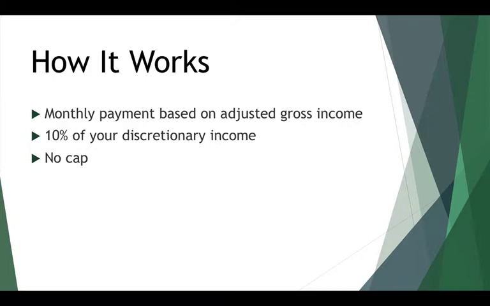The difference between REPAYE and PAYE is that there's no cap on your monthly payment. Under pay-as-you-earn, if your income increases to the point where 10% of your discretionary income is greater than the amount you'd pay under the standard 10-year repayment plan, your monthly payments are going to be capped at what they would have been under that standard 10-year plan. Under revised pay-as-you-earn, there's no cap. If your income grows, your monthly payment's going to grow along with it.